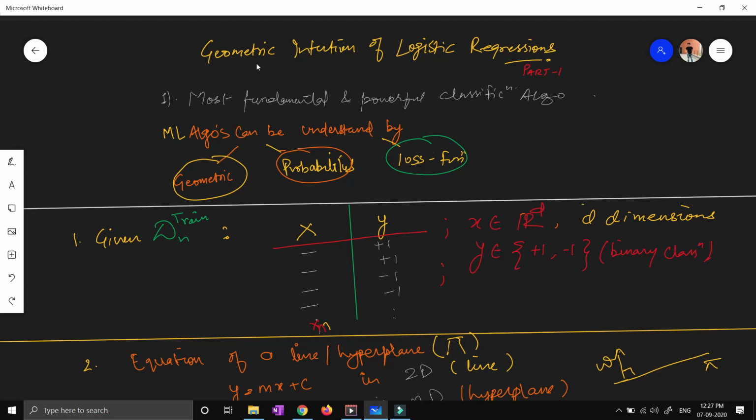So today we will discuss logistic regression. This is part 1 of the geometric intuition of logistic regression. Any algorithm in machine learning can be understood through geometry, probabilities, or loss functions. I'll be using the geometrical interpretation of the logistic regression algorithm because it is a more intuitive way to understand any algorithm or the math behind it.